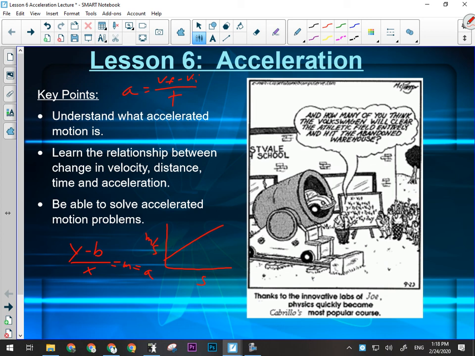But that's only going to relate acceleration, velocity, and time. We're also going to have some formulas that will bring displacement in as well, so we look at how far the object goes while it's accelerating. That's where number 2 comes in here: learn the relationship between change in velocity, distance, time, and acceleration, and then be able to solve problems related to acceleration.